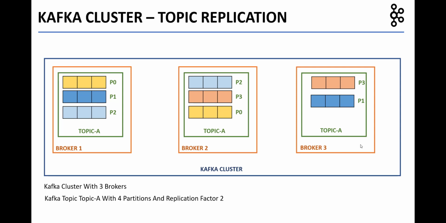Data replication is a key factor which makes Kafka messages durable and Kafka highly fault tolerant. For example, even if broker 1 containing partitions 0, 1, and 2 goes down, data from partition 0 and partition 2 can still be served from broker 2, and data from partition 1 can be served from broker 3.